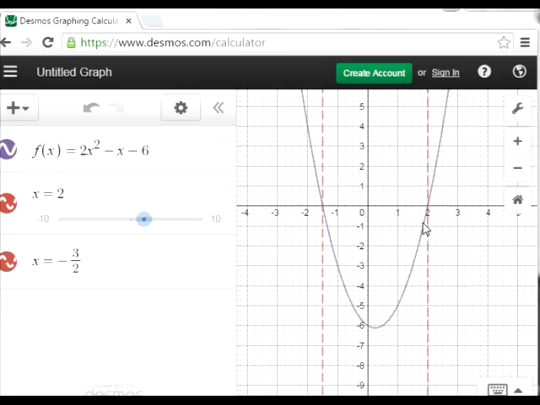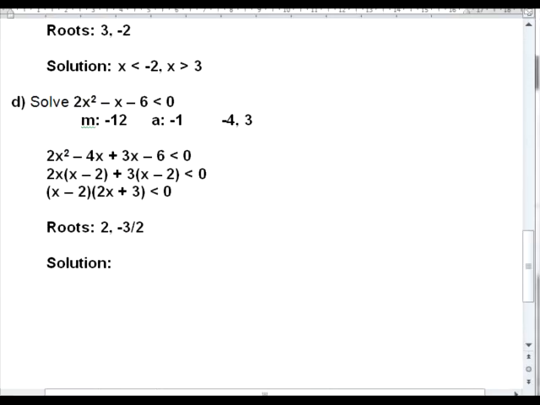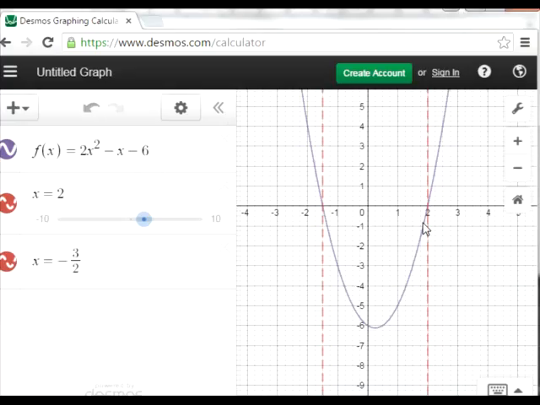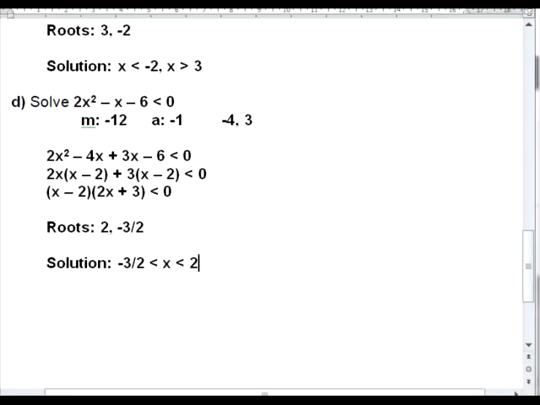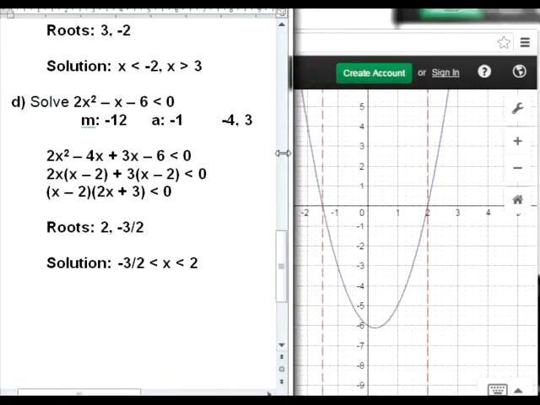So my answer here is going to be my solution. x is negative 3 over 2 is less than x is less than 2. So back to domain again there. Let's see if I can put them both on the same page. Oh, look at that, I can.